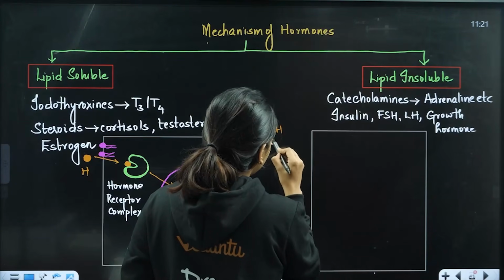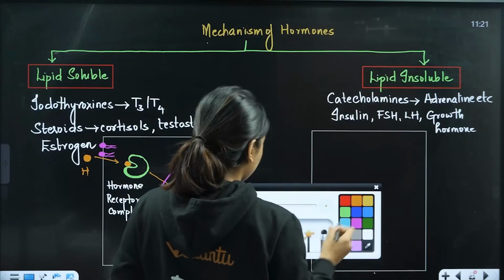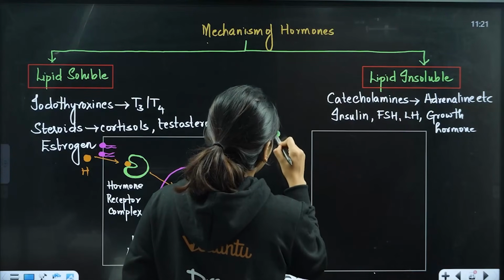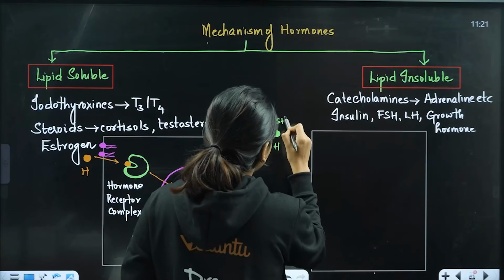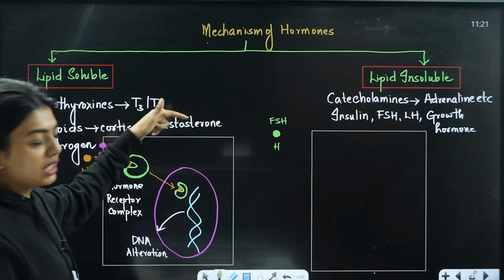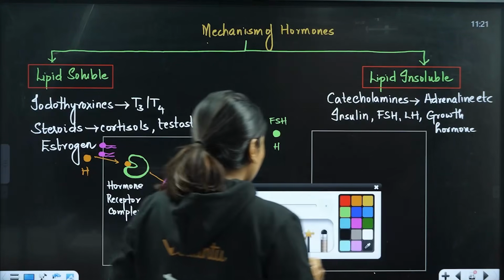Okay, wait, I'll draw it in different colors, or you will get confused. This is our hormone FSH. In this case, it has to enter, but it cannot enter, right? It will be like, bro, I cannot enter.